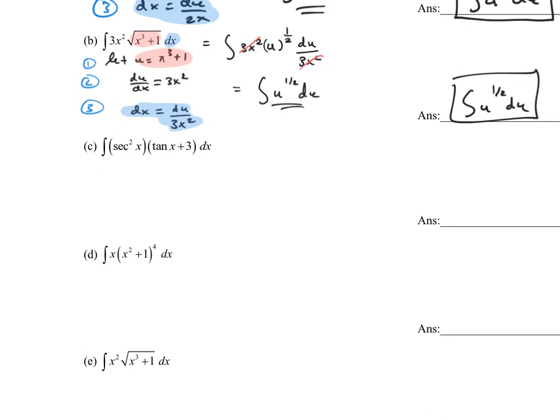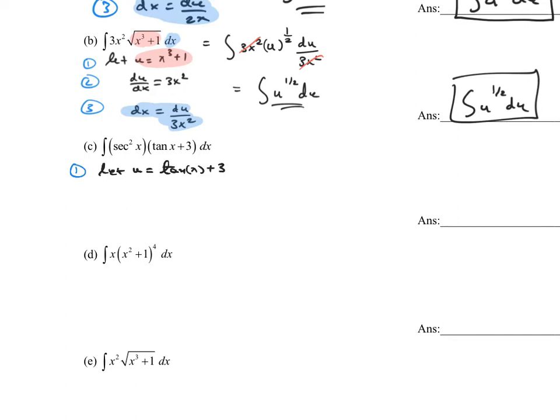How about part C here? Part C says the secant squared of x and tangent x plus 3. So this one's not quite as clear as what's quote-unquote the inside, but let's think about it. We have 2 real choices, secant squared or tangent. And the question is which one is the derivative of the other? And what I know is the derivative of tangent is secant squared. So I'm going to let u be the tangent, okay? So let's let u equal tangent of x plus 3.